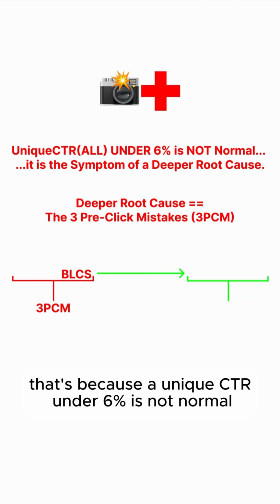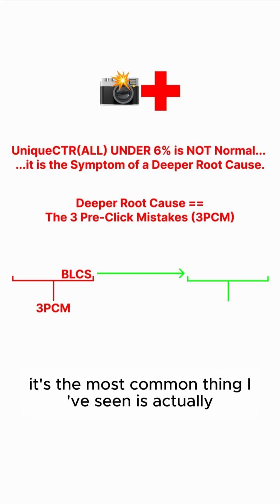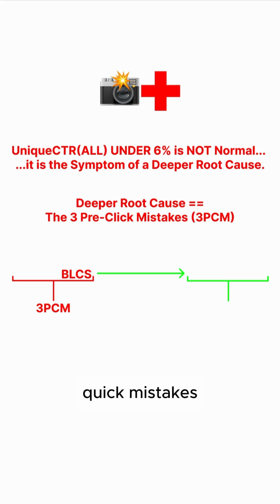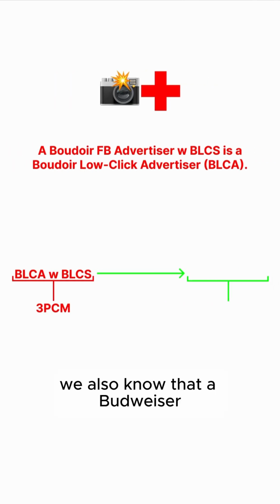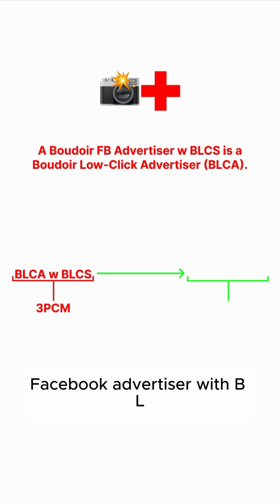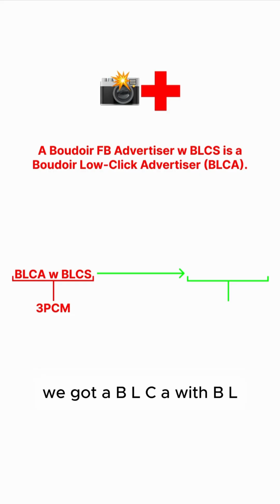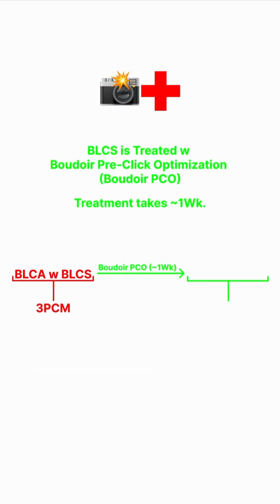That's because a unique CTR under 6% is not normal. Super common, it's the most common thing I've seen, but this is actually the symptom of a deeper root cause. And that deeper root cause is the three pre-click mistakes, the three PCM. More on this at the end of the video. We also know that a Boudoir Facebook advertiser with BLCS is a Boudoir low-click advertiser, a BLCA. So we're building up our universe here. A BLCA with BLCS is caused by the three pre-click mistakes.